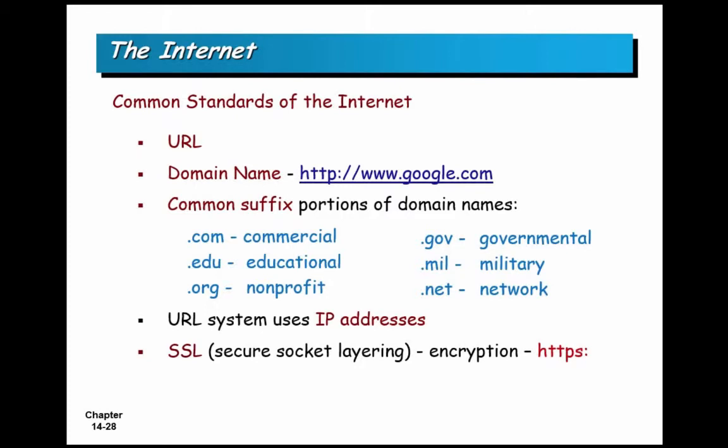Some other things, the URL, that's kind of whatever you're going for. The domain name, like google.com. There are a variety of different suffixes now. Google just bought a suffix so they can have everything in that suffix. Didn't even pay that much. It was only like $25 million, I think you might be right. And the URLs take you to an IP address. This SSL, secure socket layering, is that S over there that ensures encryption with HTTPS.